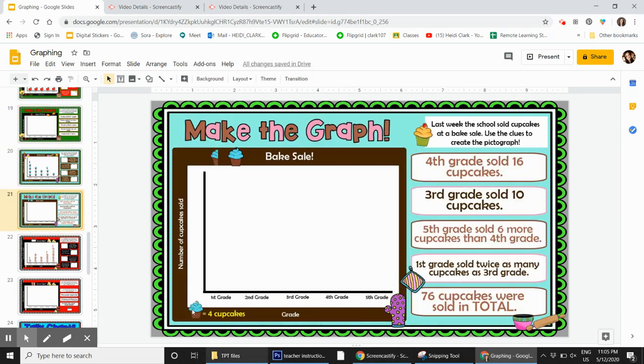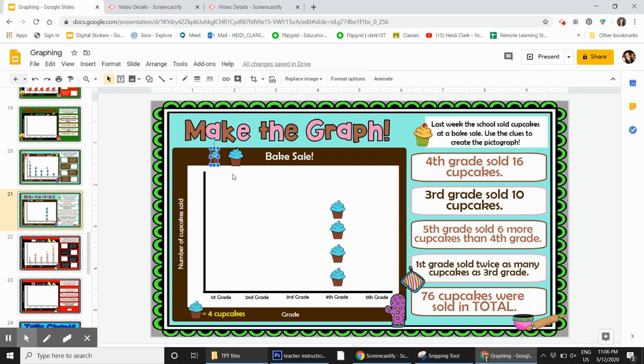But here a cupcake, or this symbol, is 4 cupcakes. So if fourth grade sold 16 cupcakes, I am not going to put 16 of these. I'm going to put enough that I can skip count from 4 up to 16. So this is 4 cupcakes right here. 4, 8, 12, 16. So these each equal 4, and then that means this equals 2.